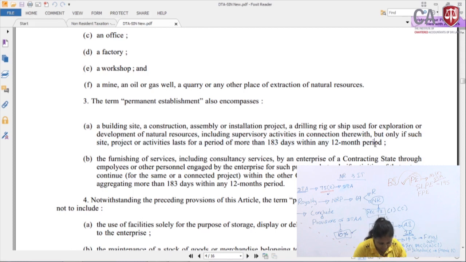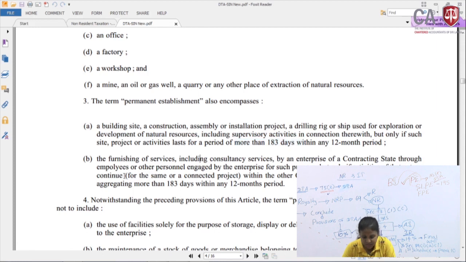If I take the Sri Lankan permanent establishment definition, which is given in section 195, is this covered? The construction, assembly or installation project, it is in that definition, but Lamai, how many days? In our Act, it is for 90 days or more. In the Singapore and Sri Lanka treaty, it has given more than 183 days. Clear?